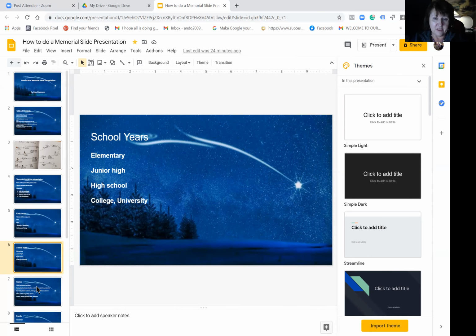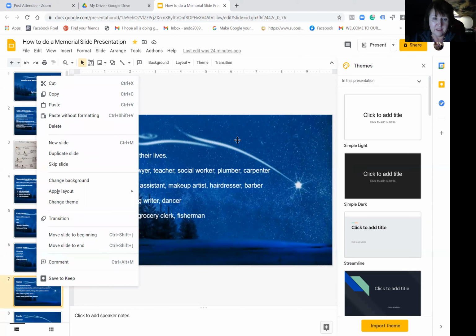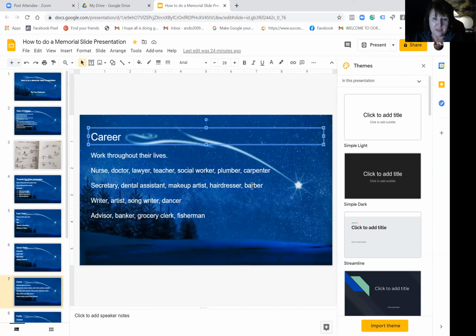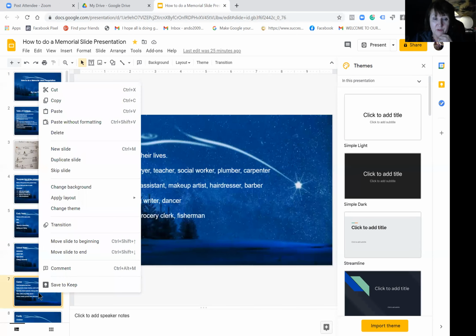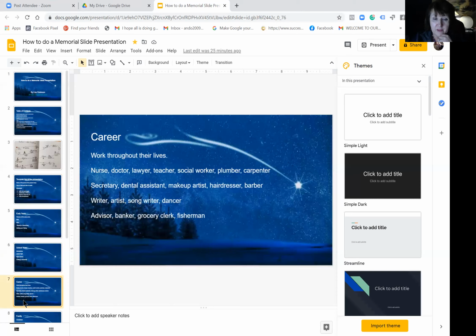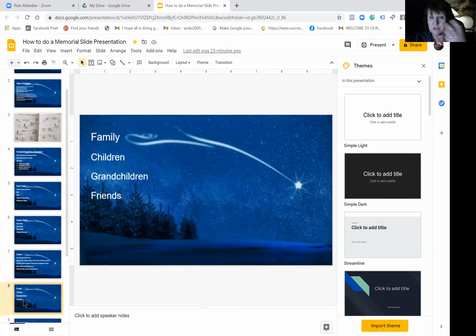The next slide that you'd like to have is basically the career that they had, and what kind of career did they have, which was nursing. They could have had several different areas of their career, so that would be really good to put in there. Also, their family: pictures of family, children, grandchildren, and also friends as well.